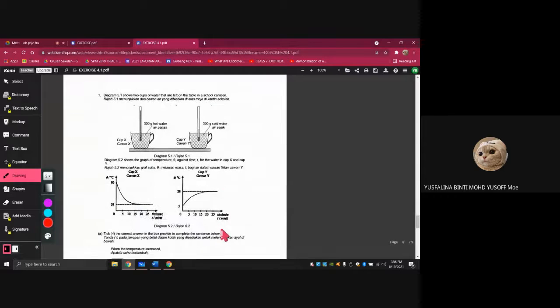For 1A, it says here figure 5.1, diagram 5.1 shows 2 cups of water that are left on the table in the school canteen.